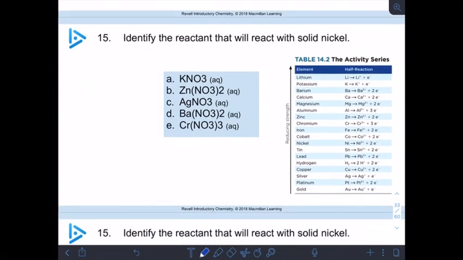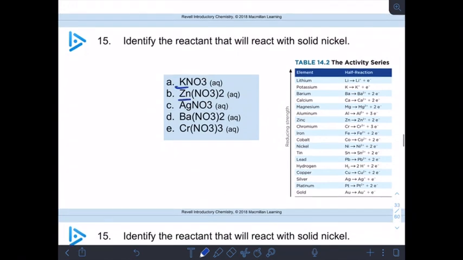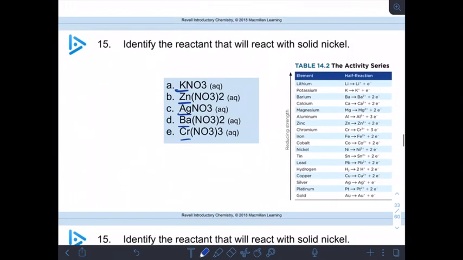So let's identify the reactant that will react with solid nickel. Okay, so in this case, we want to pay attention to the ions, okay? So we're looking at potassium ion, zinc ion, silver ion, barium ion, chromium ion, okay? So solid nickel is sitting right here. So which ions are lower down on the table?